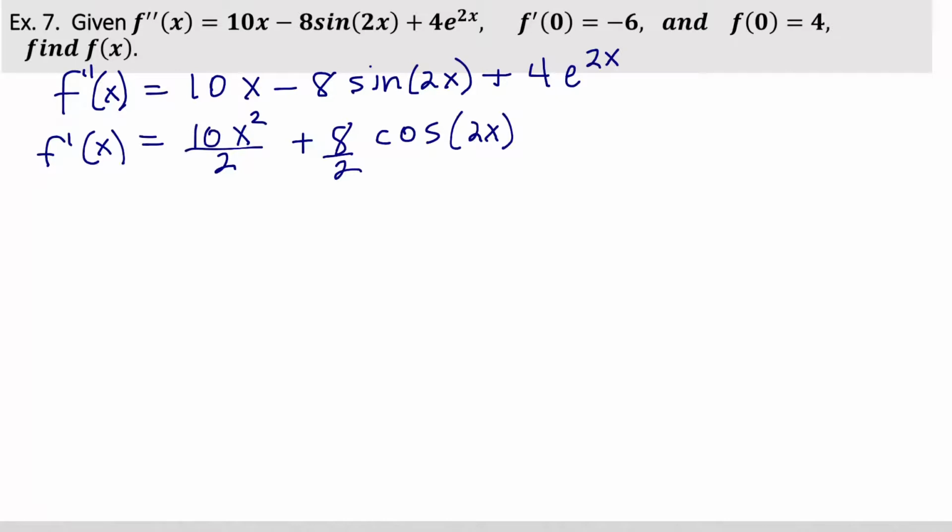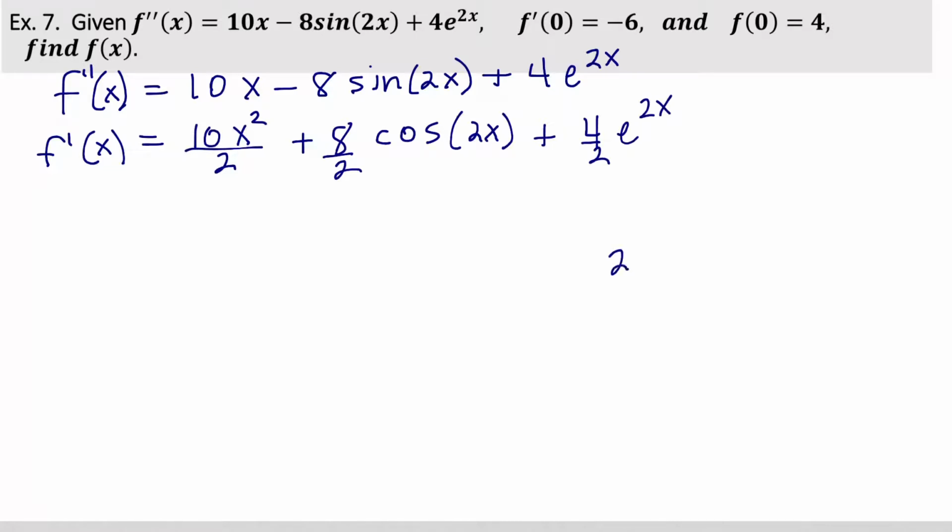All right, and then the last term, I've got 4e to the 2x, because the derivative of e to the x is e to the x, and the antiderivative of e to the x is e to the x. But I've also got that chain rule thing going on, so I've got to divide by that 2. And I can check this as well.